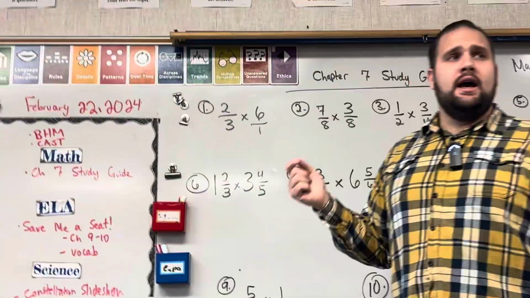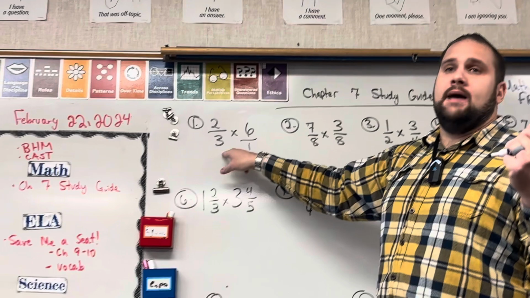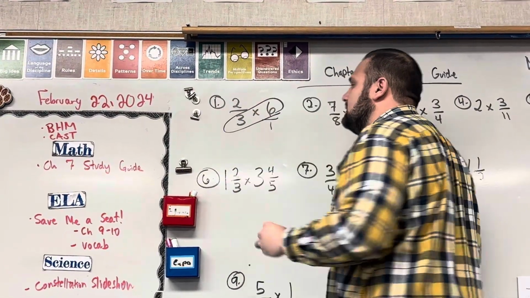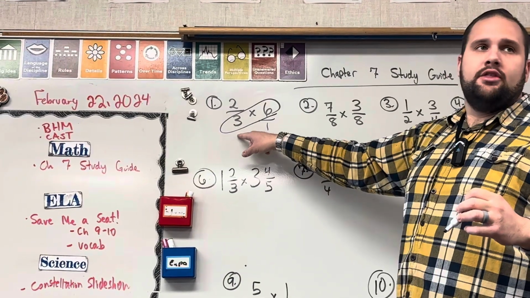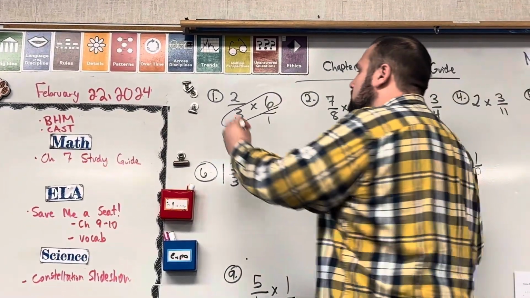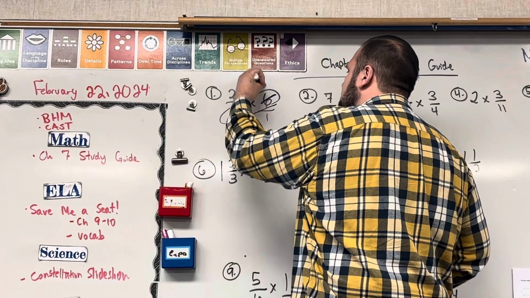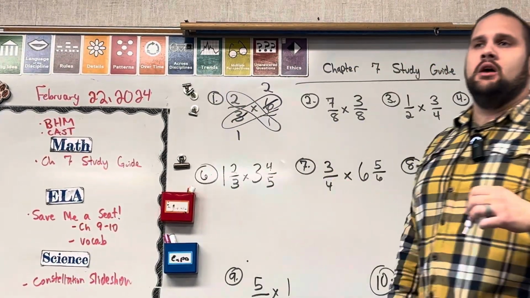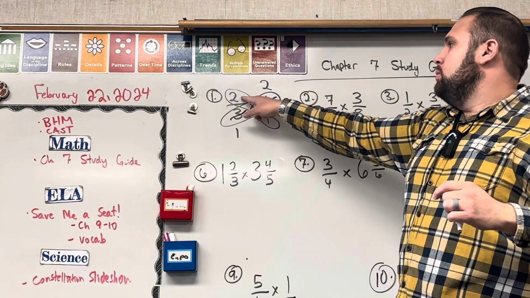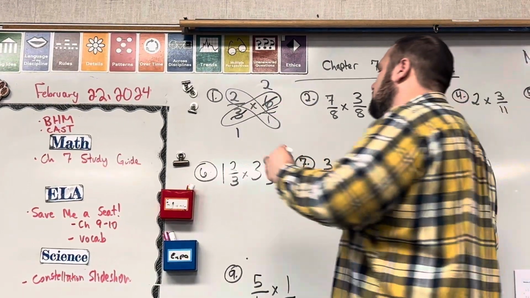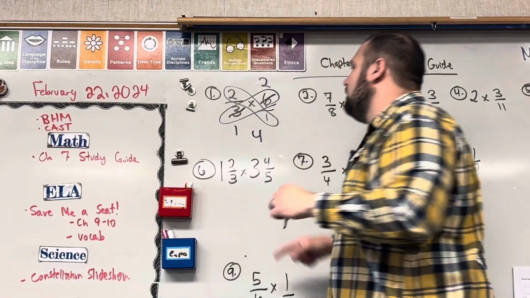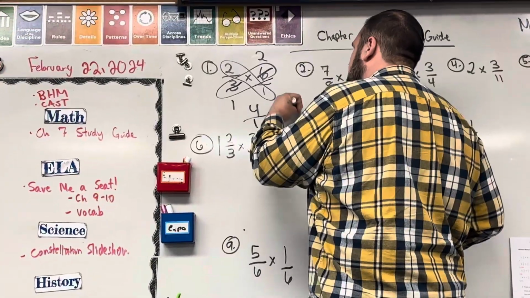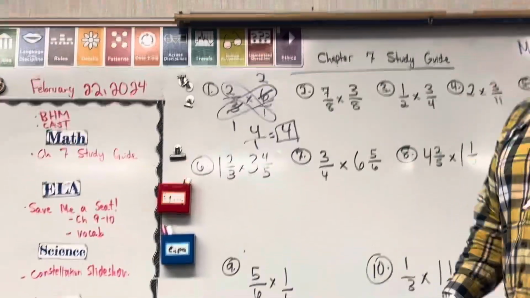Now before I do that, I like to look across like that butterfly method we talked about and say, is there anything I can take out? Is there anything I can take out of 6 and 3? Yeah, I can take a 3 out of that because they're both multiples. So 3 divided by 3 is 1. 6 divided by 3 is 2. Now, is there anything I can take out of 2 and 1? No. So I'm just going to multiply. Numerator times numerator. 2 times 2, which is 4. 1 times 1, which is 1. So our answer is 4 over 1, or 4.